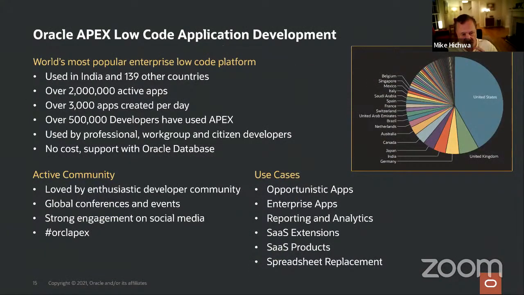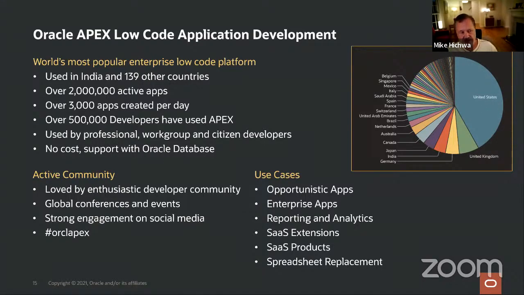So overall, we think that Oracle Apex is the world's most popular low-code system, at least in terms of the number of apps that are used on a daily basis. Oracle Apex is used in India and 139 other countries. India is the 4th most common country, and it is one of my missions. I was just telling Sai that I'd love to have India move up on that list and pass other countries and become more popular.